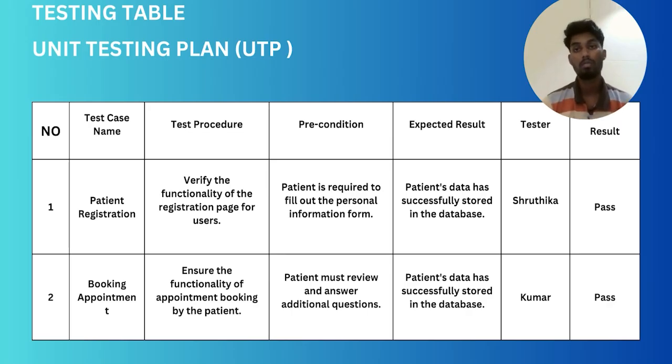So let's move on to the testing table, the first one being the unit testing plan. So what is a unit testing plan? A unit testing plan is like checking individual parts, for example checking individual parts of a machine to make sure they all work before putting the whole thing together. To fix the thing, we must do the checking, and to do the checking, we are using the unit testing plan.